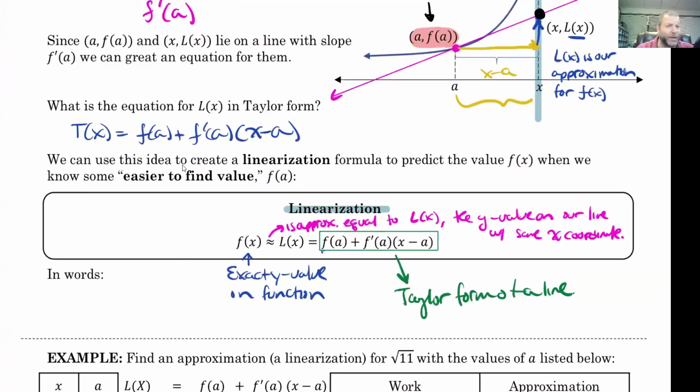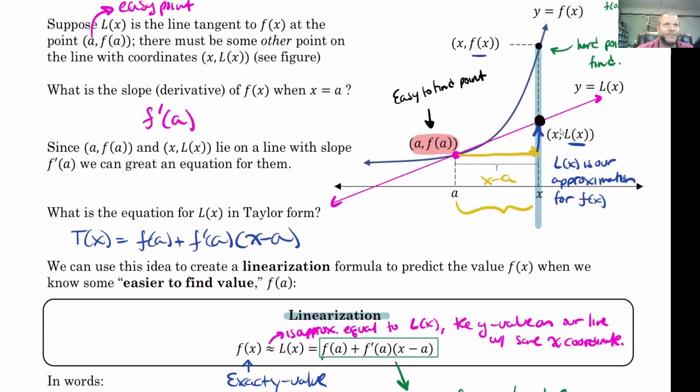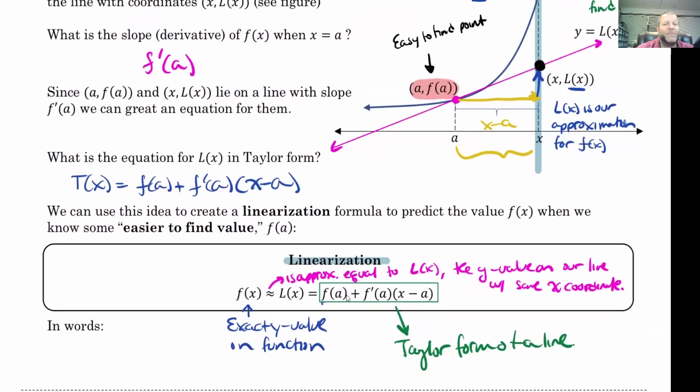All right, so again, the takeaway here, I'm going to do an example in the next video, so these videos aren't massively long. The takeaway is that if we want to find some hard to find value, we can approximate that value with some other y value that's on the same x. And to find that approximate value, we can do it by knowing some easy to find value on our function. That's the takeaway that we're going to use in the next question.